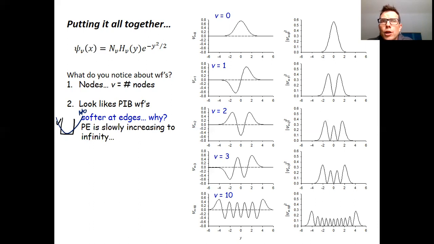You should be able to sketch harmonic oscillator wave functions if I tell you a quantum number. Sketch v equals 1. You should be able to do that.